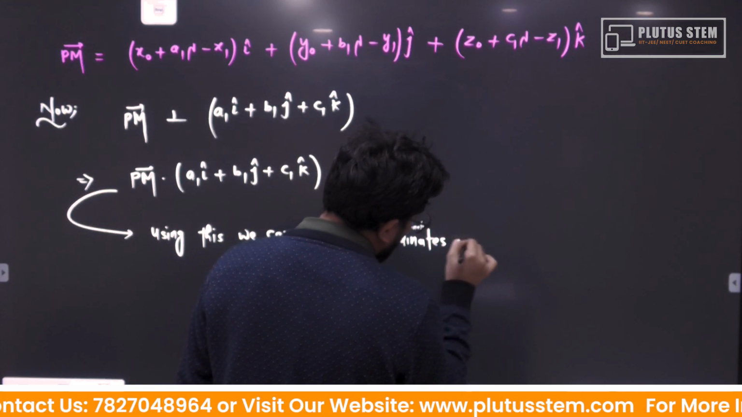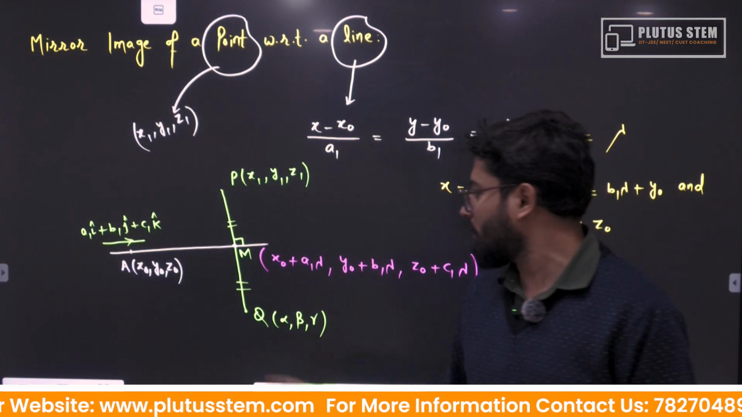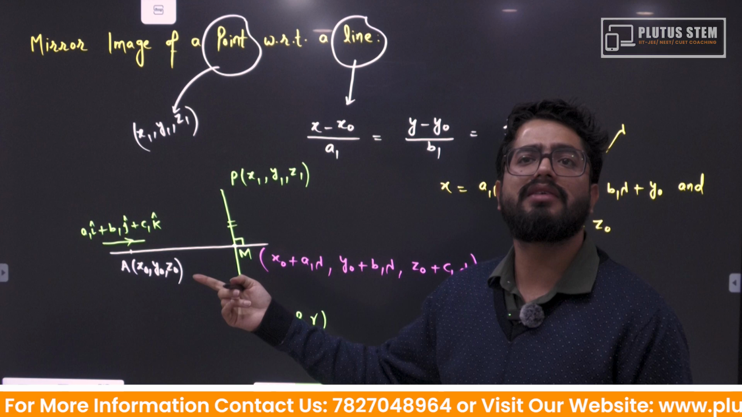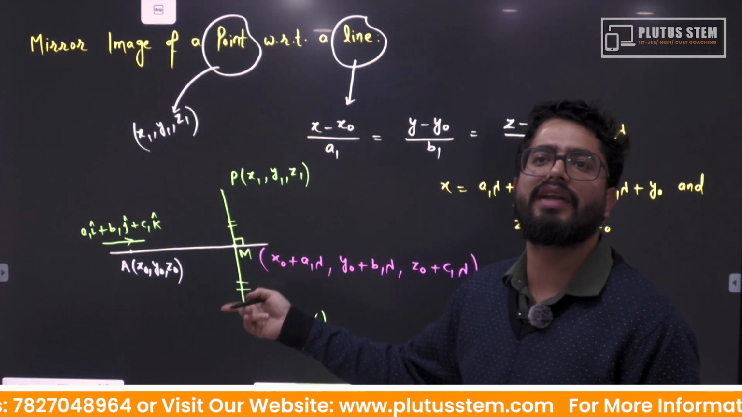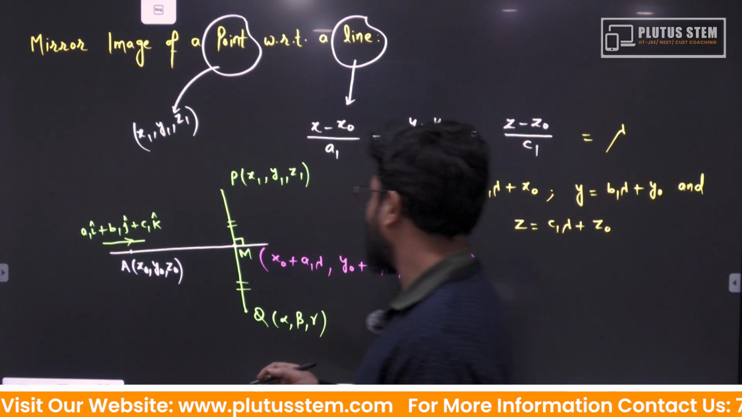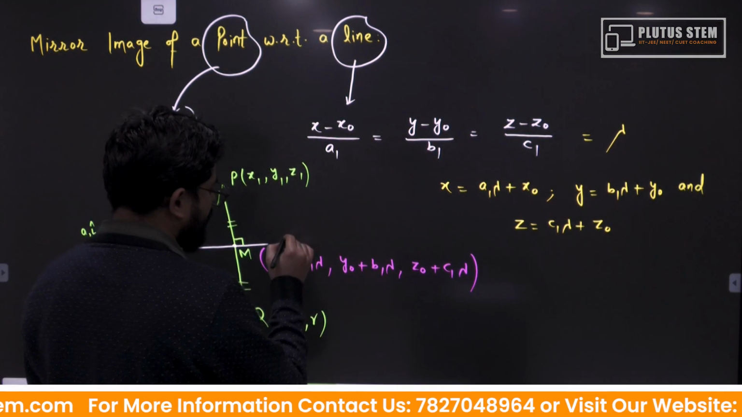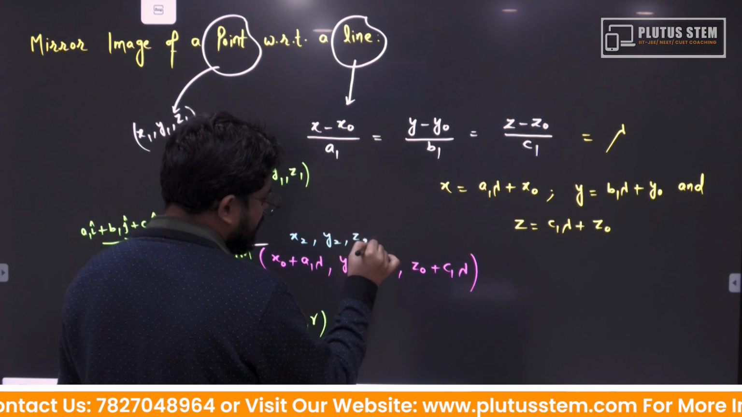Okay, coordinates of M. Using this, we can find the coordinate of your point Q. Now, M is the midpoint of P and Q. So using the midpoint formula, you can find the coordinate of Q. How can you find it? Let's assume the coordinates of M are x2, y2, z2.